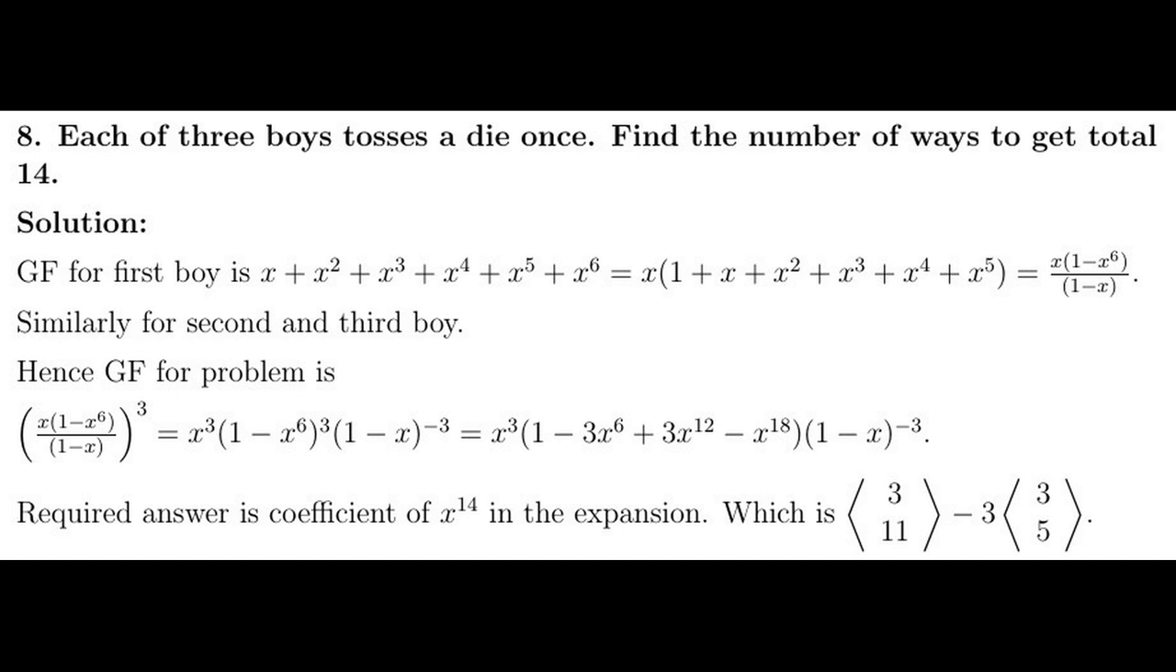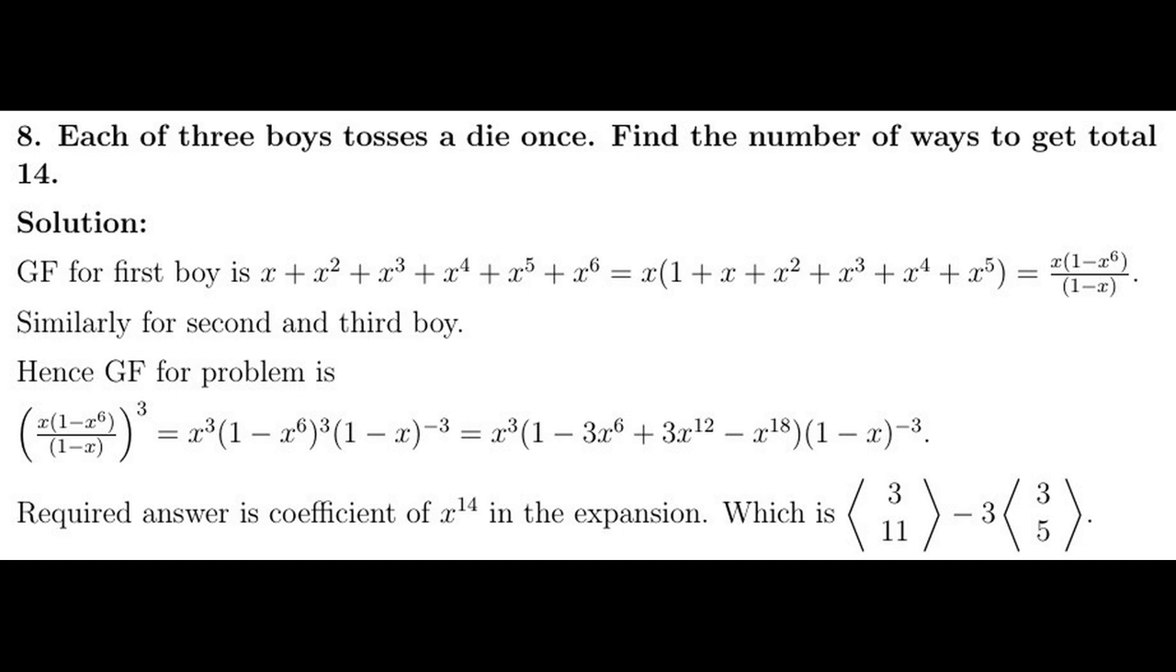Okay. Now, if we select 1 from the bracket 1 minus 3x 6 plus 3x 12 minus x raised to 18, we have to select the coefficient of x raised to 11 from 1 minus x bracket raised to 3, which is 3 elbow 11.